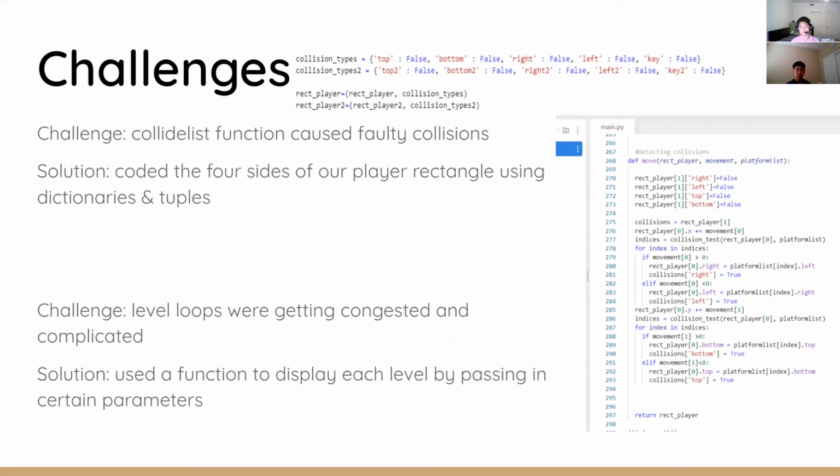Since we had so many elements in each level, level loops got very congested and hard to interpret at one point. So we created a function called draw that would draw all the components of the level, and then we would use this function in our game loop and simply pass in components as parameters to create each level.